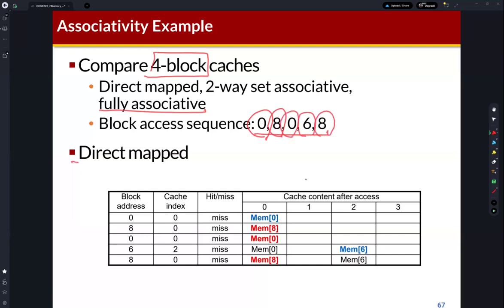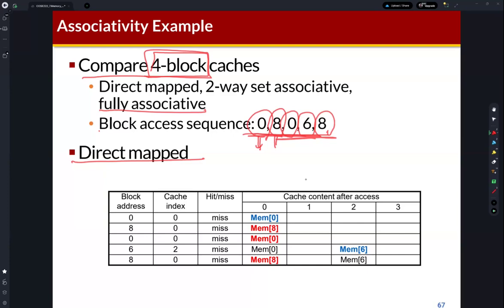Let's see the direct mapped cache. This cache includes 4 cache blocks, and this is the block address, which means we can ignore the byte offset. So how can we identify the index of these block access sequences?